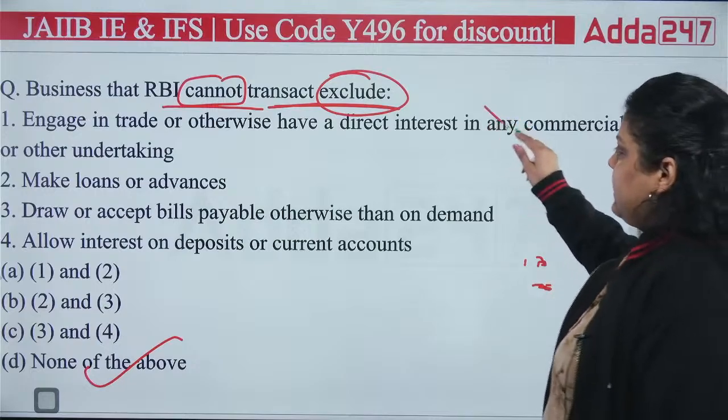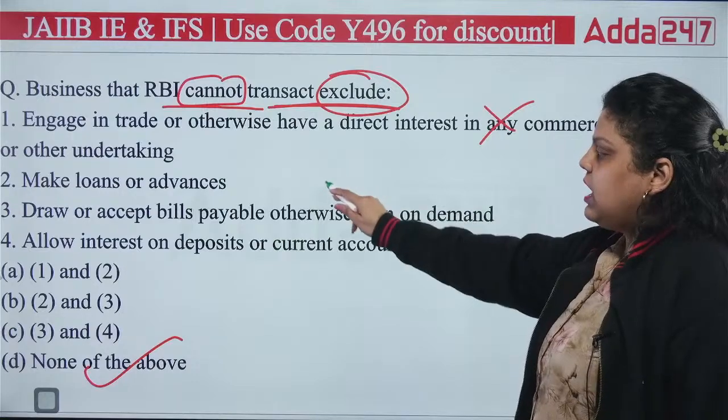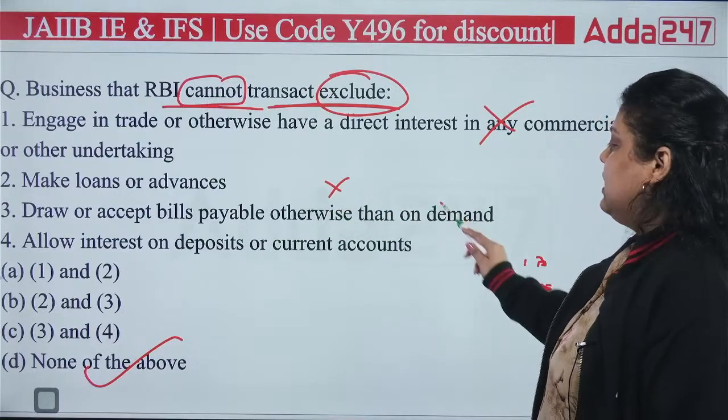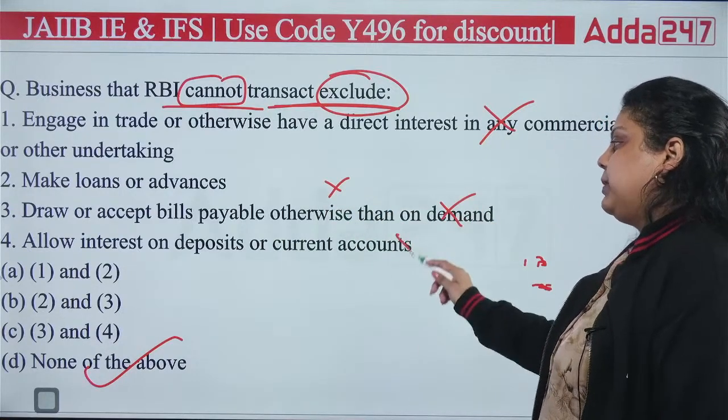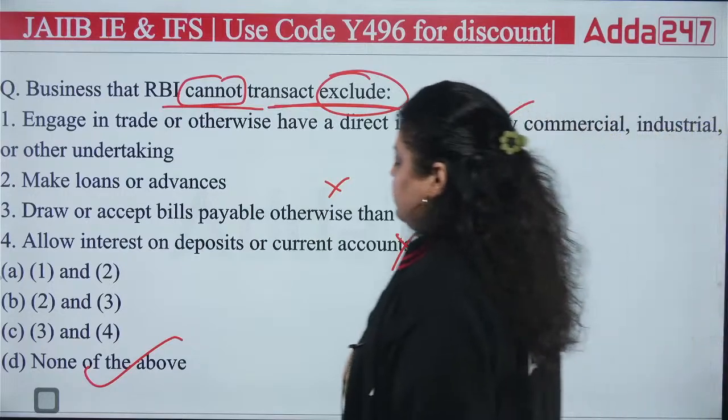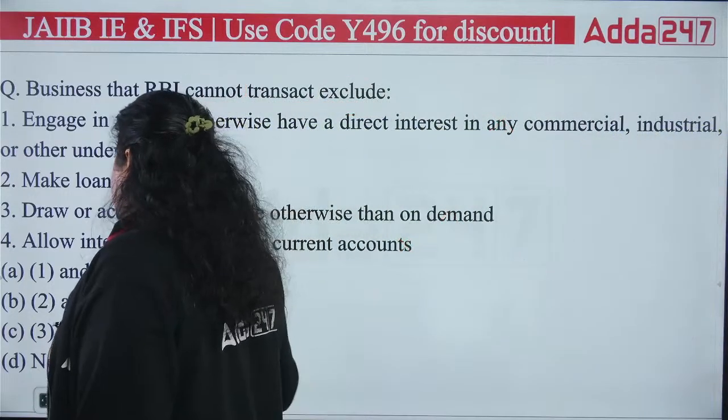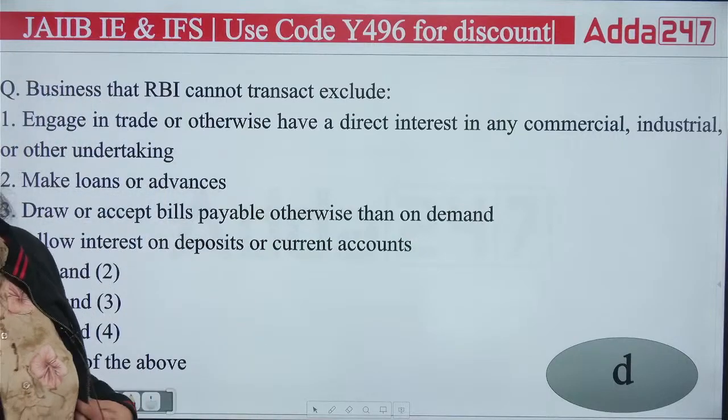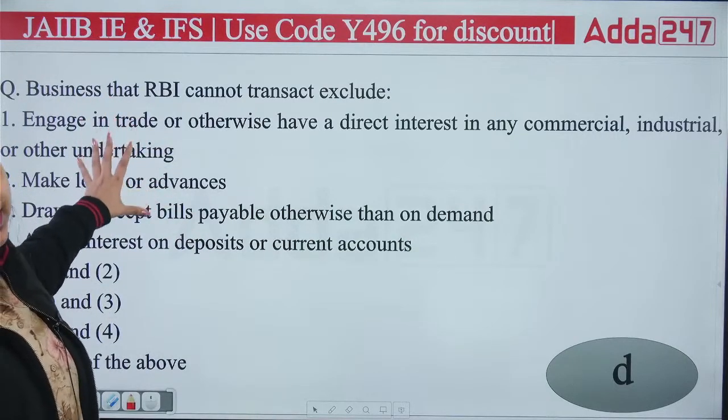RBI cannot engage in trade or otherwise. RBI cannot give loans or advances. RBI cannot draw or accept the bills payable. RBI cannot allow interest on the deposit or current account. So the right answer here is D, that is none of the above. None of these functions can be performed by RBI.